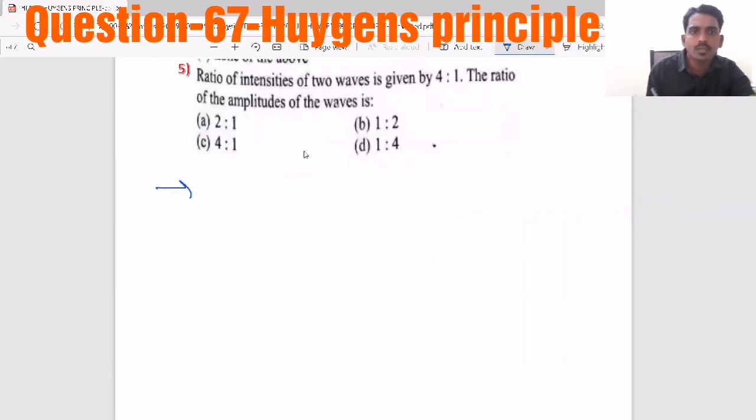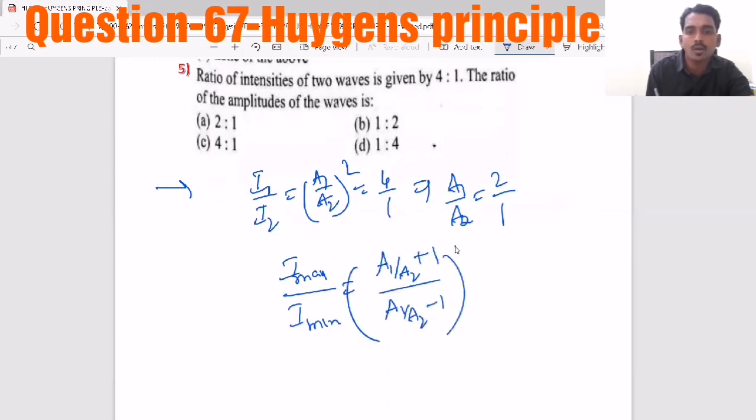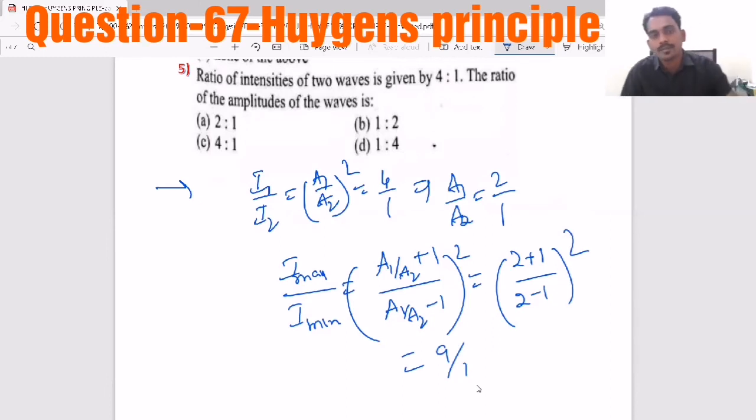Now here is one last and final question. The ratio of intensities of two waves, I1 by I2, you can also take in terms of (a1 by a2) whole square, is 4 by 1. This implies a1 by a2 will become 2 by 1. For a direct ratio question there is nothing to do. If they ask I maximum by I minimum, then you have to take (a1 by a2 plus 1) by (a1 by a2 minus 1) whole square. So (2 plus 1) by (2 minus 1) whole square, so it will become 9 by 1.